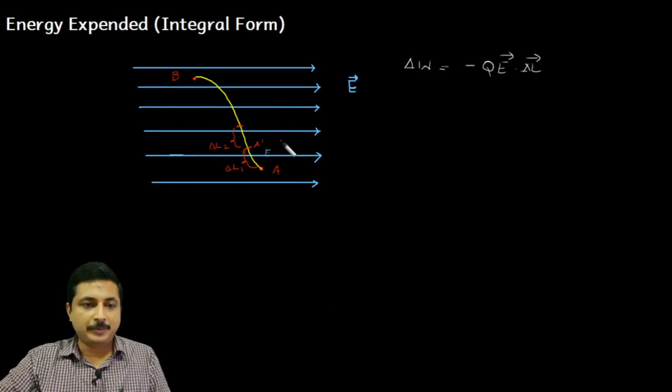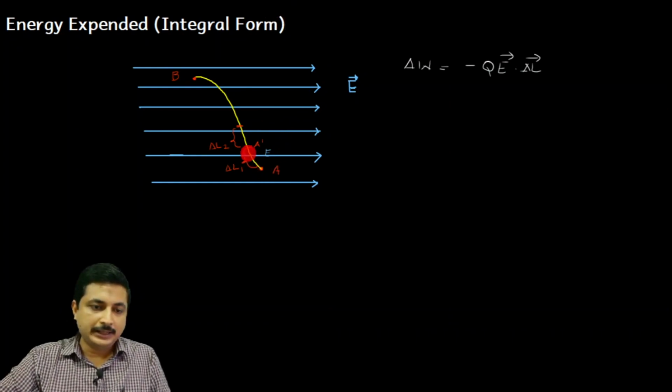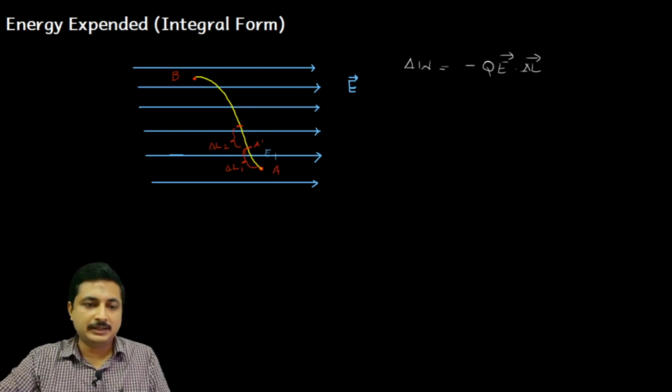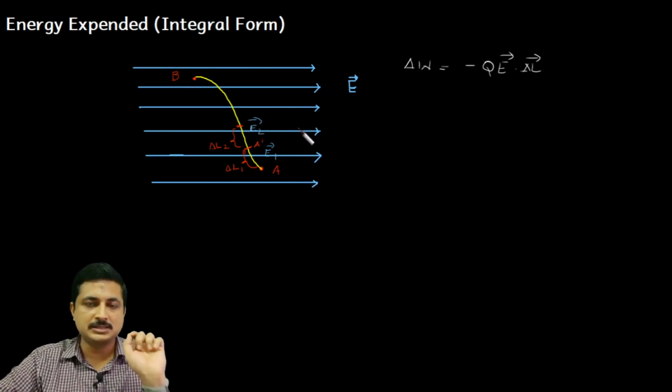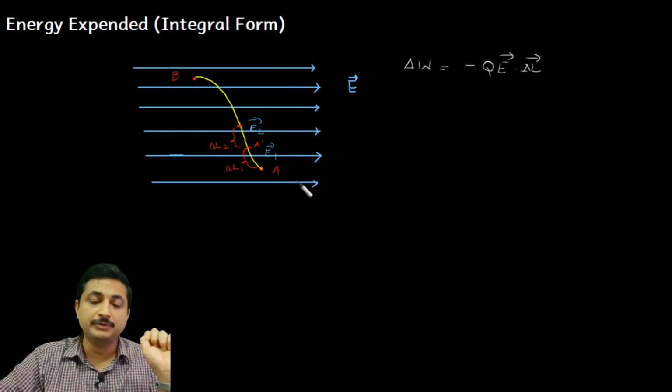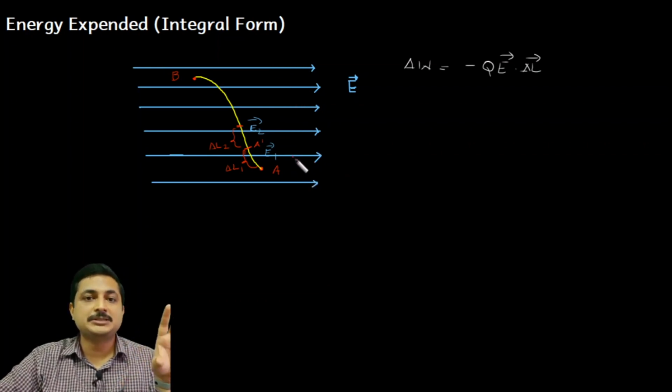One more thing: in delta L1 I assume that the E vector is E1 vector. In delta L2 I assume that the E vector is E2 vector. Why am I doing this? Because I am assuming a non-uniform field, very important, just an assumption. I am assuming that this field is not uniform everywhere, even though in the picture I have drawn it very uniformly.